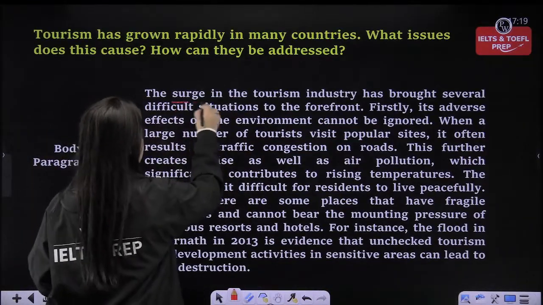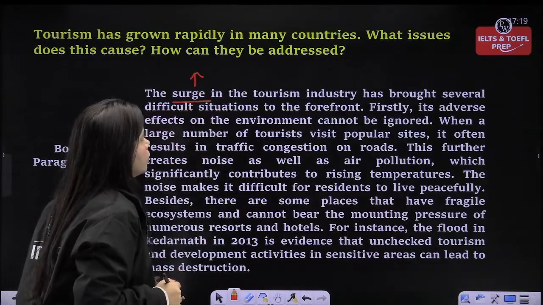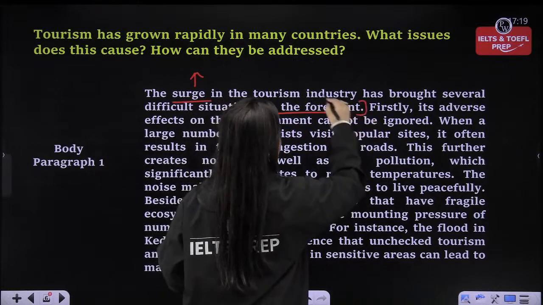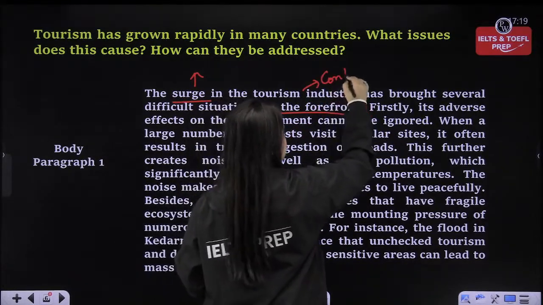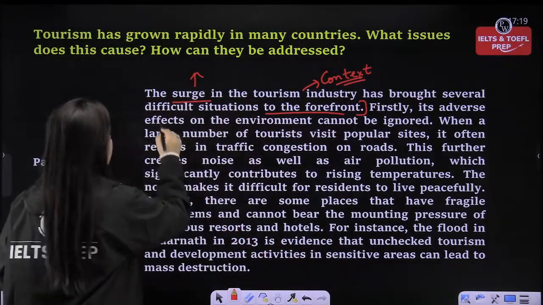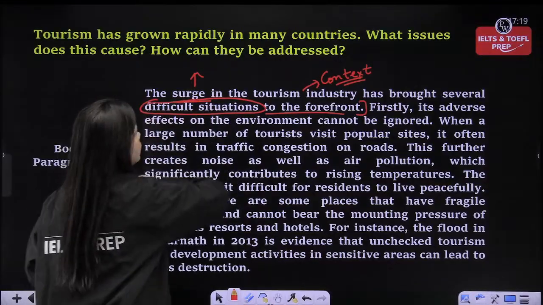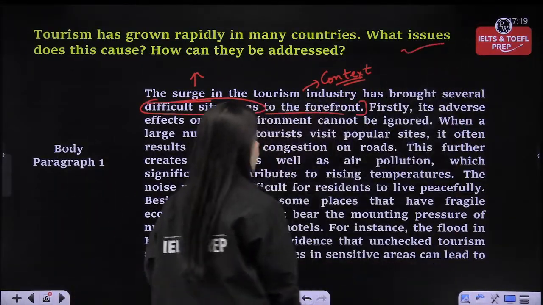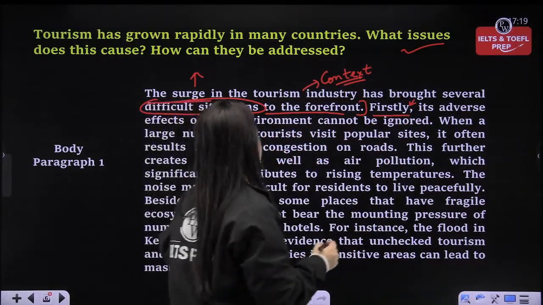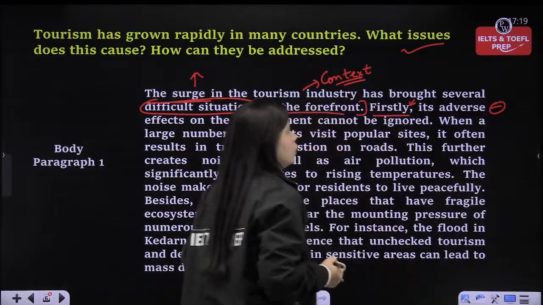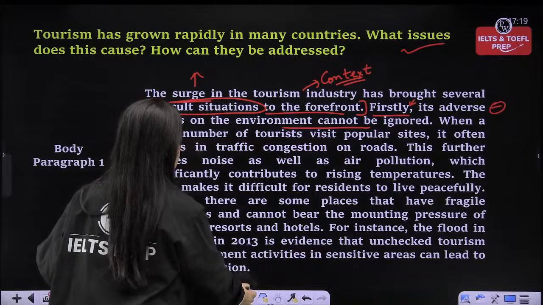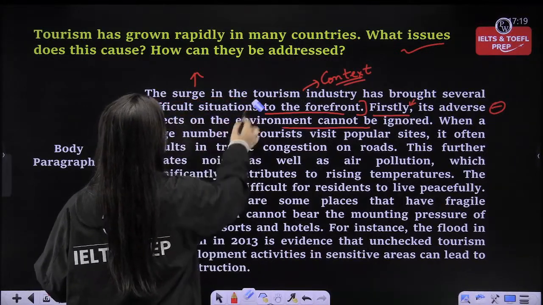So I'm saying the surge means increment. The surge in the tourism industry has brought several difficult situations to the forefront. यहाँ तक ना, this is only my context setting statement. Context setting statement क्या होता है? Wherein I'm telling the examiner that okay, this entire paragraph is going to talk about difficult situations. That means issues. Okay, and now comes my topic sentence, my idea number 1. I'm saying firstly, its adverse effects. Adverse means negative. Its adverse effects on the environment cannot be ignored. इतने ज़्यादा negative impacts हैं इसके environment पे कि हम उसको ignore नहीं कर सकते हैं.